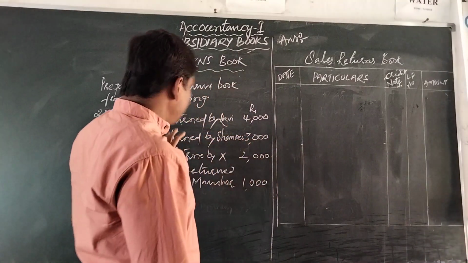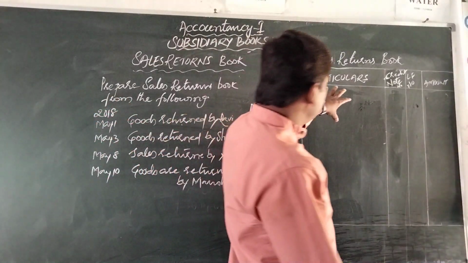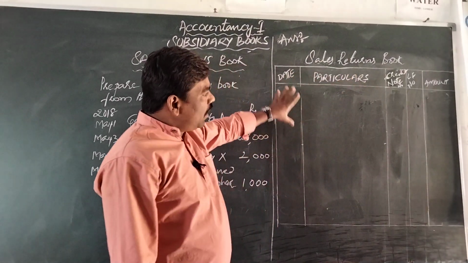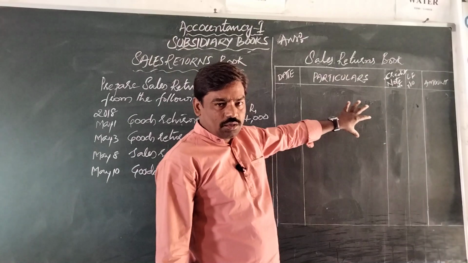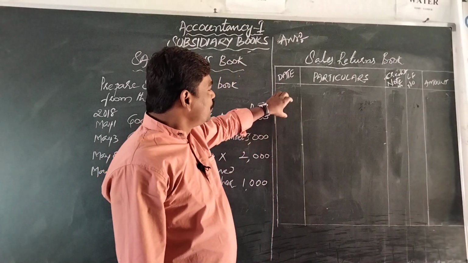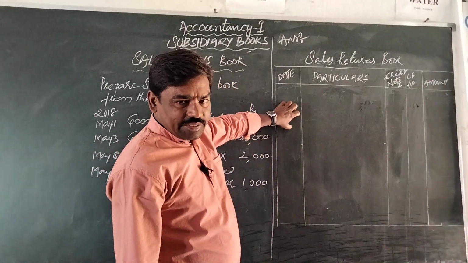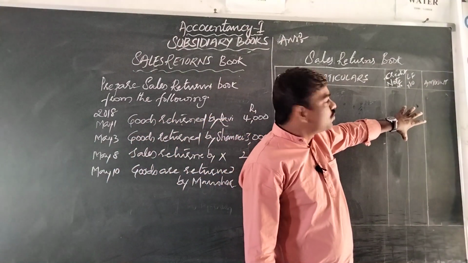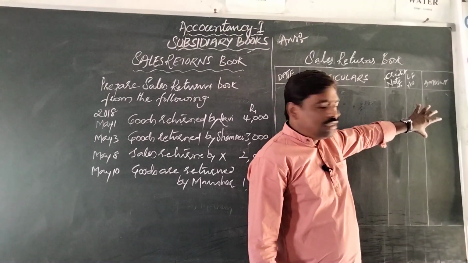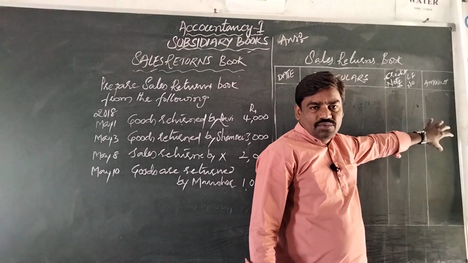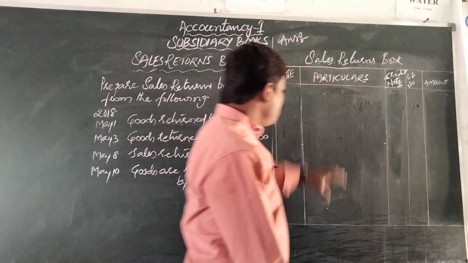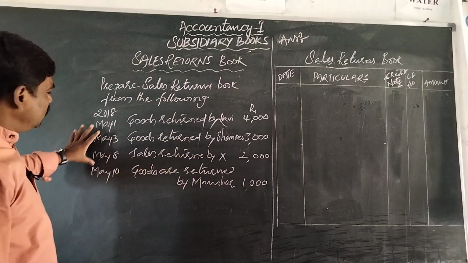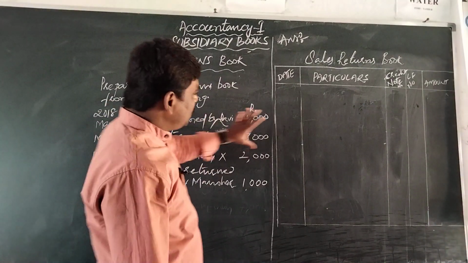So when we are asked to prepare a sales returns book, first we prepare the sales returns pro forma. There will be a total of 5 columns, as I already explained just before. The first column is for date, the second column is for particulars, the third column is for credit note number, the fourth column is for ledger folio number, and the fifth column is for amount. After preparing the sales returns book, now enter the given transactions in it.